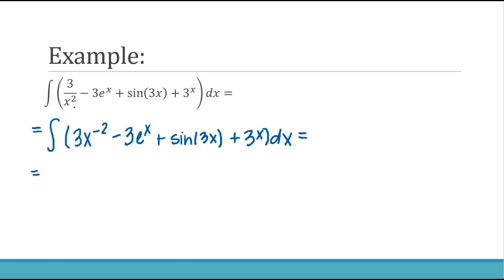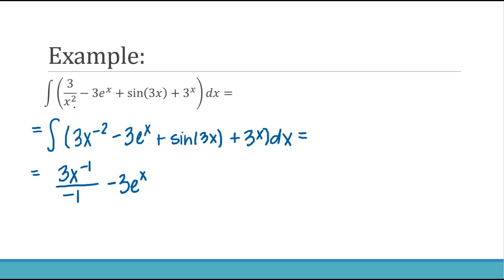Alright, so now applying the power rule for integrals here, we have 3x to the negative 1, if I add a power, divided by that new power, negative 1. And now here, I have this constant, this negative 3, just comes on down in the front, and the antiderivative of e to the x is just e to the x.